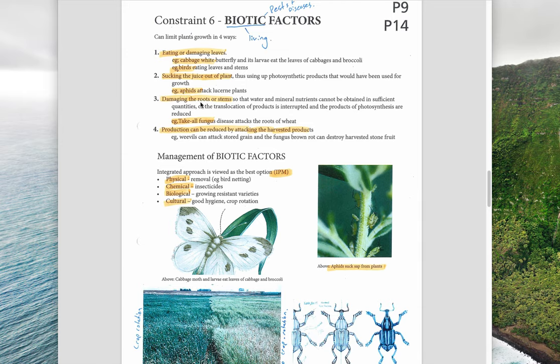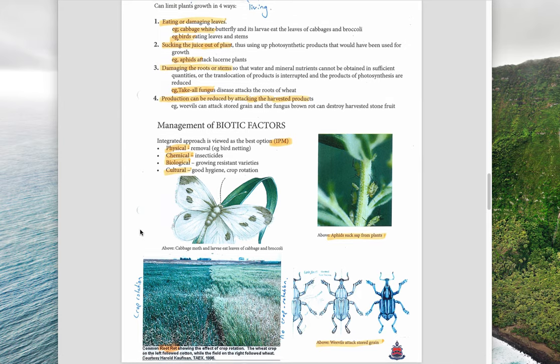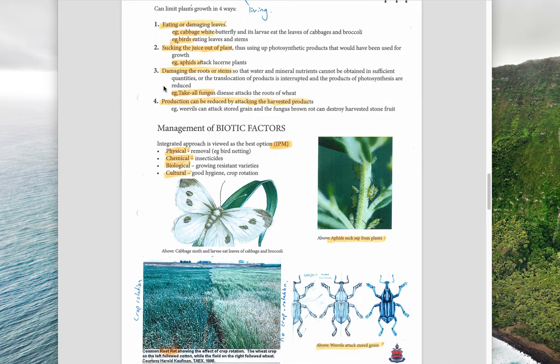The next one here is damaging the roots or stems. So this example here is a root rot that has damaged the stems of this crop because it wasn't in rotation. This crop here had a rotation, and so it's growing better. You can see the green color is better because the roots are functioning better. Take-all fungus is another example of a disease that attacks the roots.